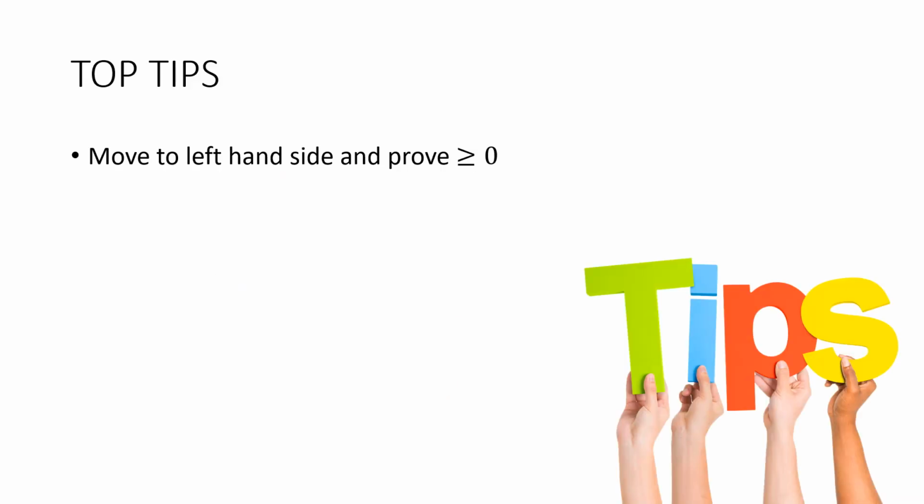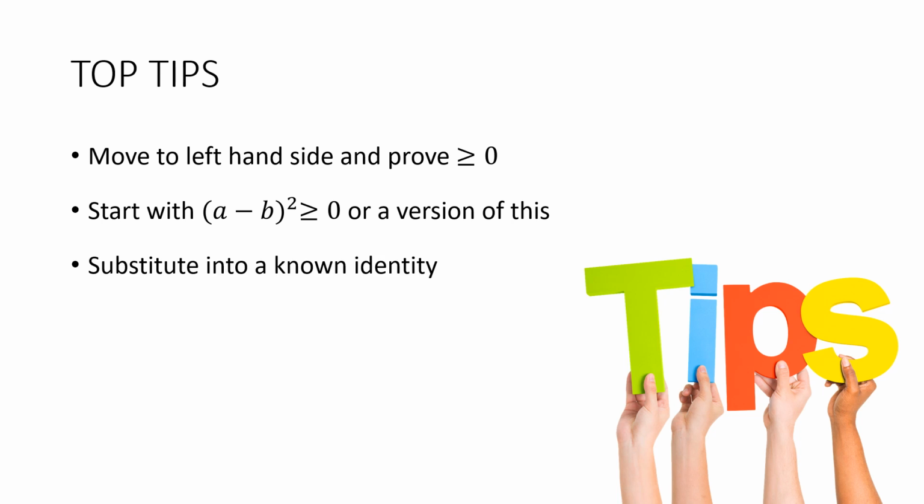Okay, my top tips. Move everything to the left-hand side and prove that the expression is greater than or equal to 0. Or start with A minus B all squared is greater than or equal to 0, or some version of that. Substitute into a known identity, and this includes multiple variable substitution. So where you substitute A and B, and then B and C, and then A and C, and you add them all together.